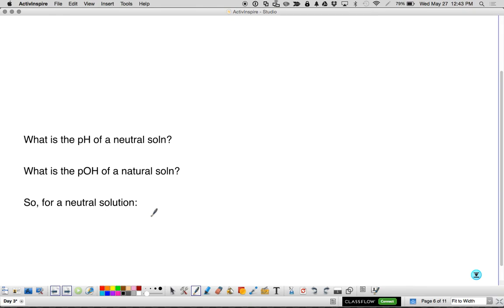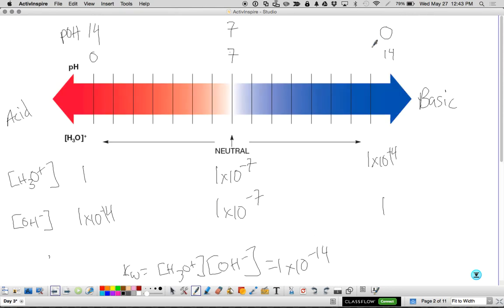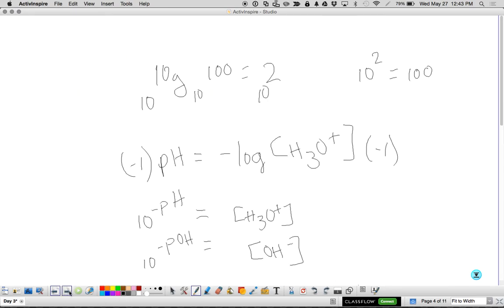So what is the pH of a neutral solution? You should be able to answer all these questions pretty easily. The pH of a neutral solution is 7. The pOH of a neutral solution is 7. And the last one that I've already alluded to is pH plus pOH. For a neutral solution, that has to equal 14. And if I look back at my chart, it actually always equals 14 because as one goes up, the other goes down. So that's pretty cool.